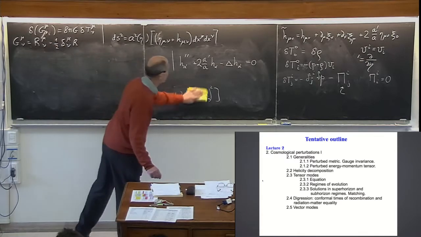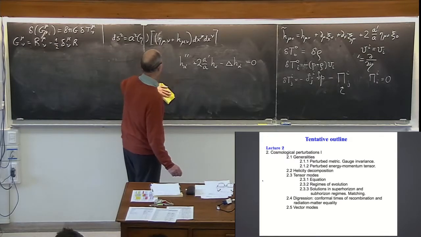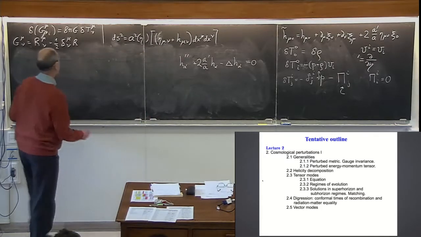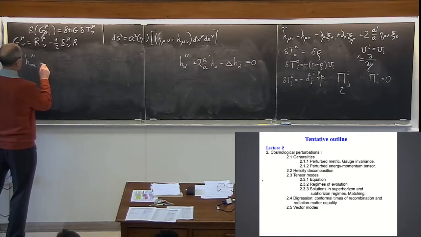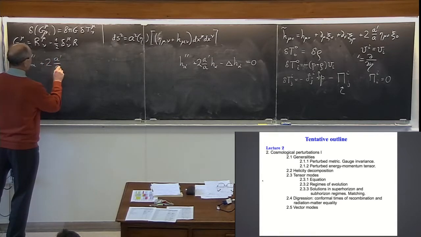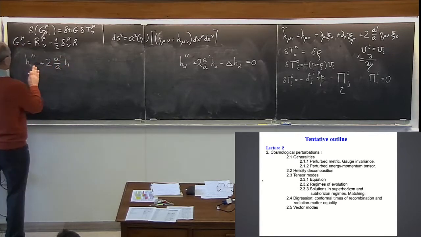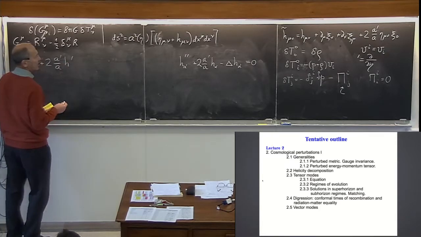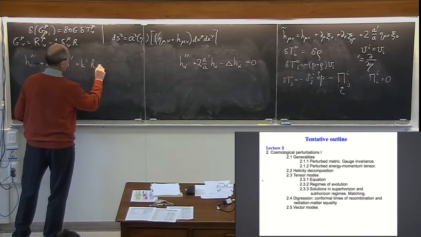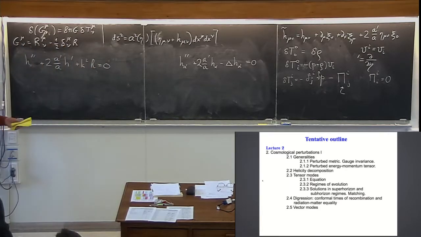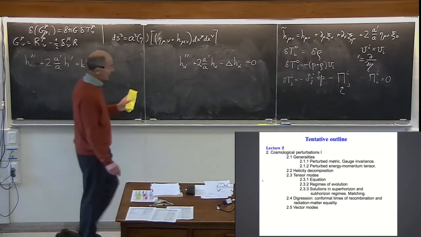Let me rewrite it in momentum representation. So in momentum representation, my equation is h'' + 2a'/a h' + k² h = 0. Let me drop alpha. So that's our basic equation. Looks very simple, and it is simple.